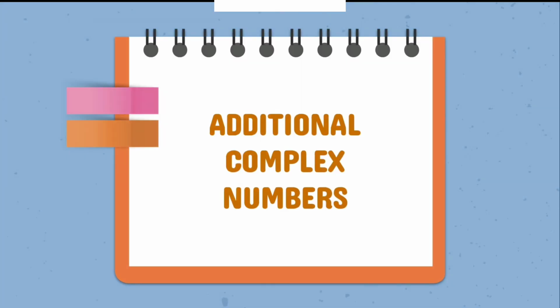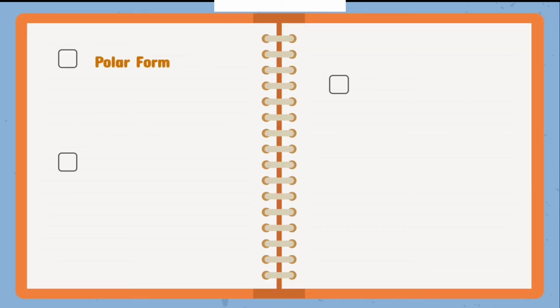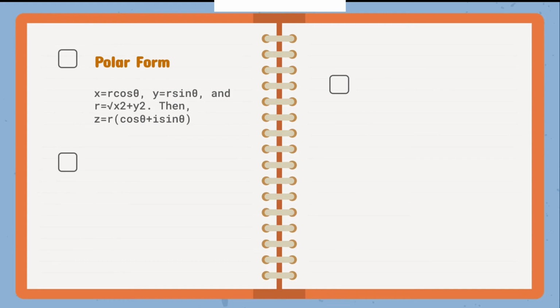The second is additional complex number. First is polar form. This will be x equals r multiplied by cosine theta, y is equal to r multiplied by sine theta, and r is equal to the square root of x squared plus y squared, then z is equal to r multiplied by cosine theta plus i sine theta. The polar form is the form that we use in the analytical method.